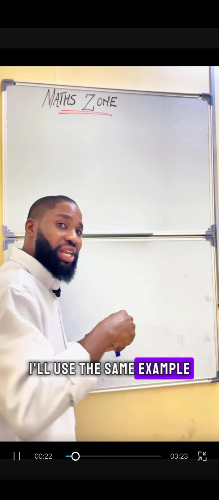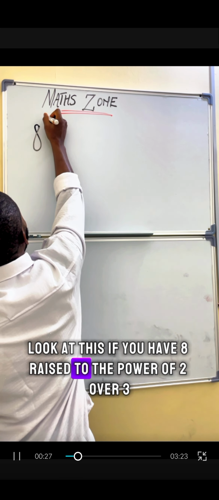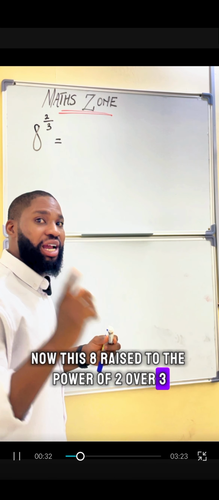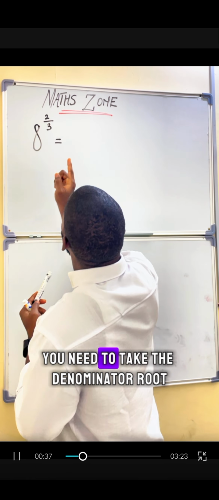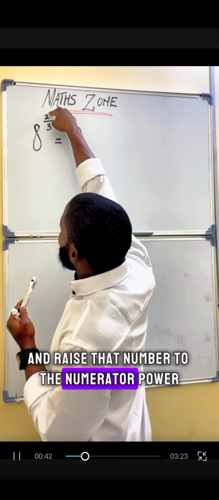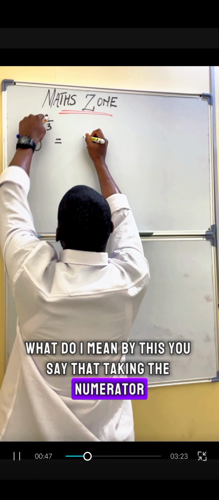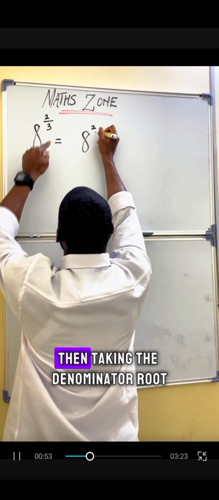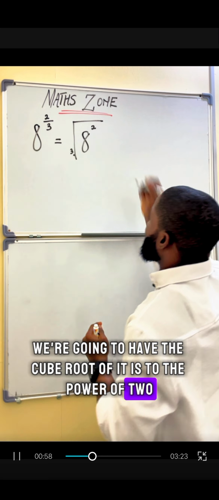I'll use the same example I gave you when I was talking about fractional index. Look at this. If you have 8 raised to the power of 2 over 3, according to the fractional index law, remember that you need to take the denominator root and raise that number to the numerator power. What do I mean by this? Raising the number to the numerator power, we're going to have 8 raised to the power of 2. Then taking the denominator root, we're going to have the cube root of 8 raised to the power of 2. Now, what does this give us?